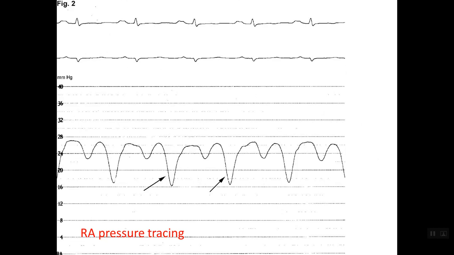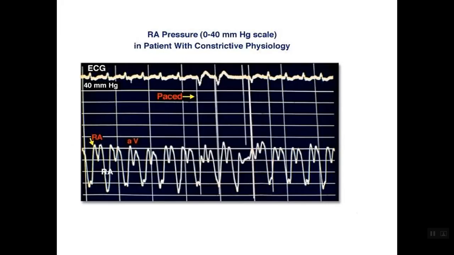This is a steep X descent of tamponade. The M shaped descent of constrictive physiology: right atrial pressure tracing with the two X and Y descents and the M shape, this is of constriction.